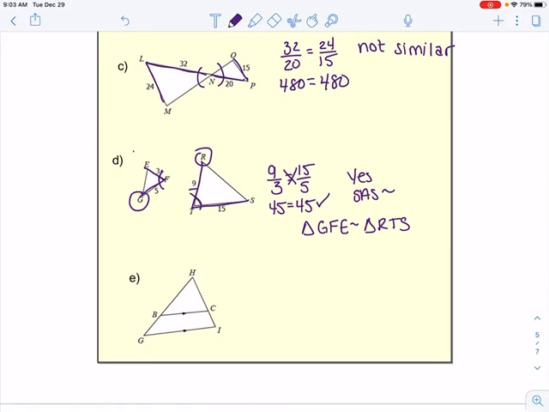Okay, for part E, now I really know nothing about this picture, besides the fact that I have a pair of parallel lines here. So I have no sides, so I'm not going to be able to do anything that involves the sides. I'm not going to be able to do this by side, angle, side, or side, side, side similarity. So my only option here is if I can somehow prove these by angle, angle similarity.